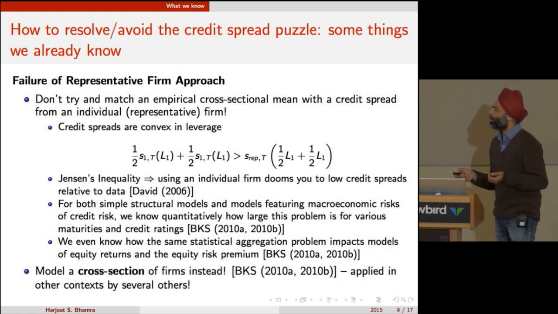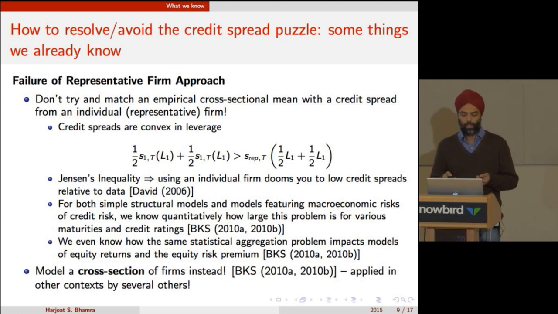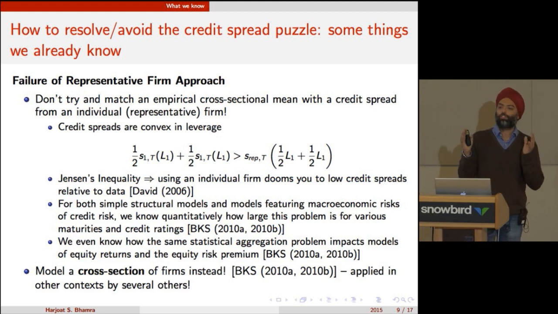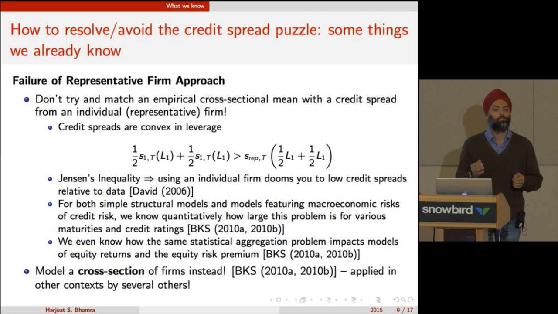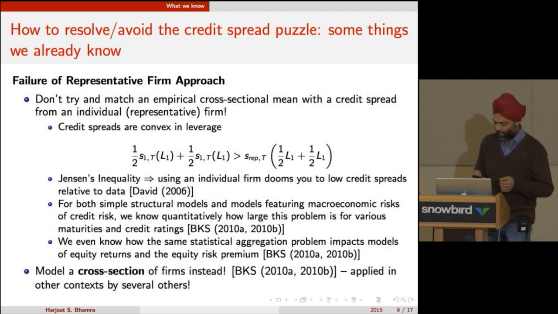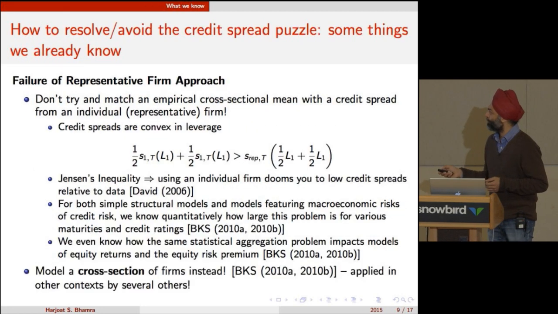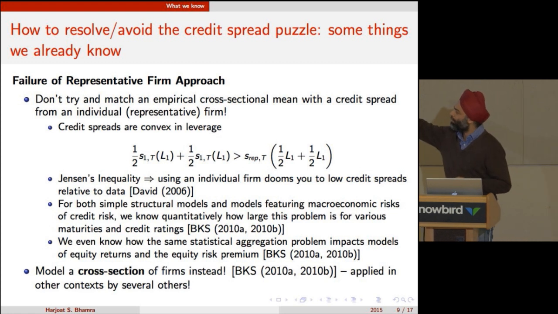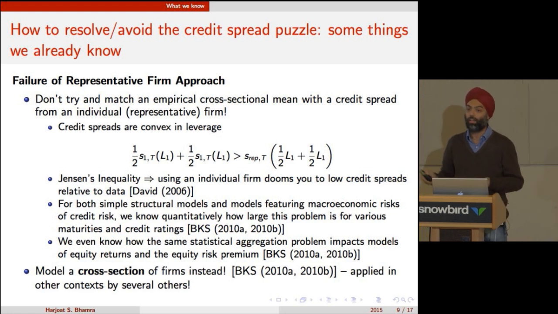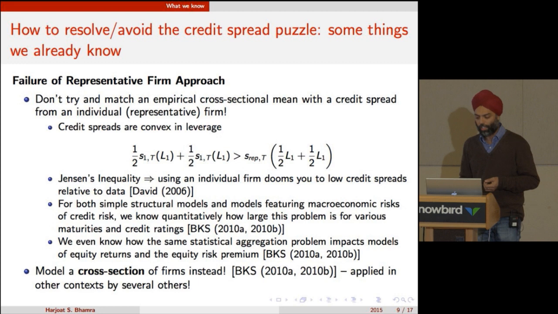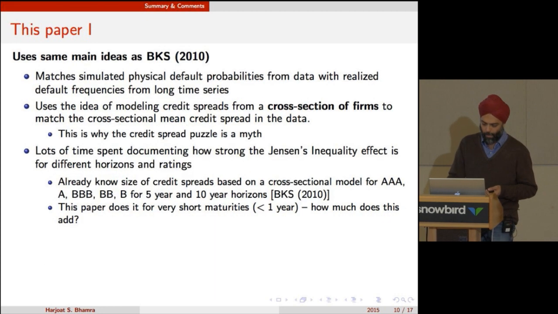So how do you deal with this problem? Well, one way of dealing with it is to say, look, let's not use a single firm or a single representative firm. Let's model a cross-section of firms instead. And that's what work in the literature does. This approach of dealing with this kind of bias has been applied in other contexts by several other people, and I'll mention them. So what does this paper do?